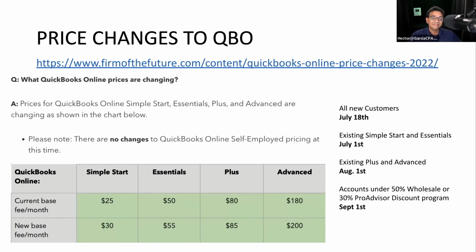Now, any existing Simple Start and Essentials customers that signed up even prior to July 18th will automatically see the new price in their July bill. They've already been warned, they've already been notified. So this upcoming charge in July, anyone that pays the monthly fee starting in July, the Simple Start and Essentials will start paying the new higher price, and existing Plus and Advanced customers will kick in August.